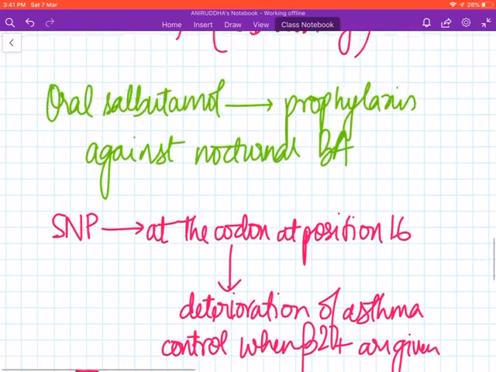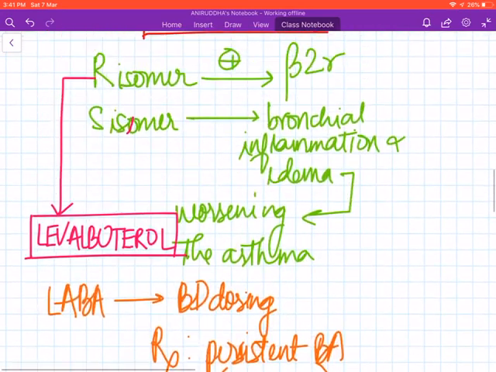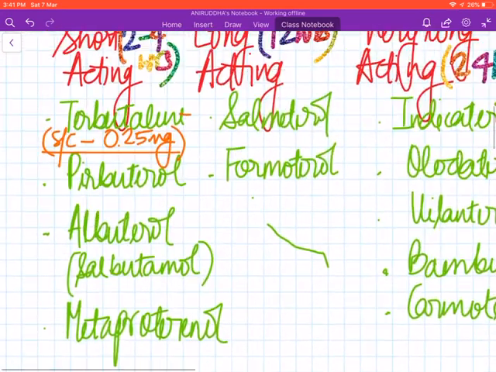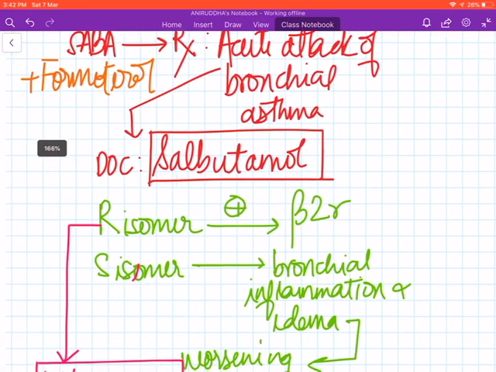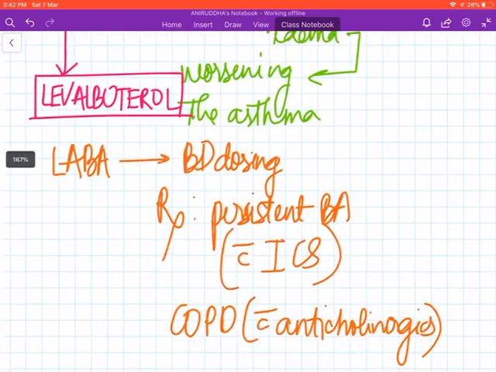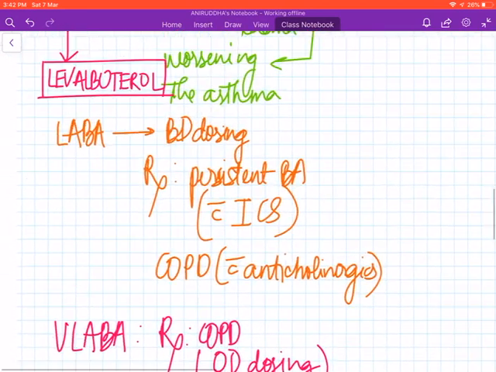Okay, the more important questions which are asked from this portion are the names of these drugs, and the routes of administration. All are given by inhalational route. Terbutaline can be given as subcutaneous, salbutamol as an oral, and of course their uses in COPD and bronchial asthma.